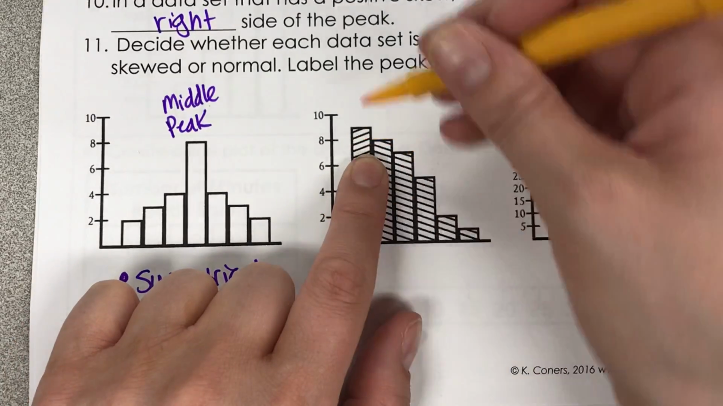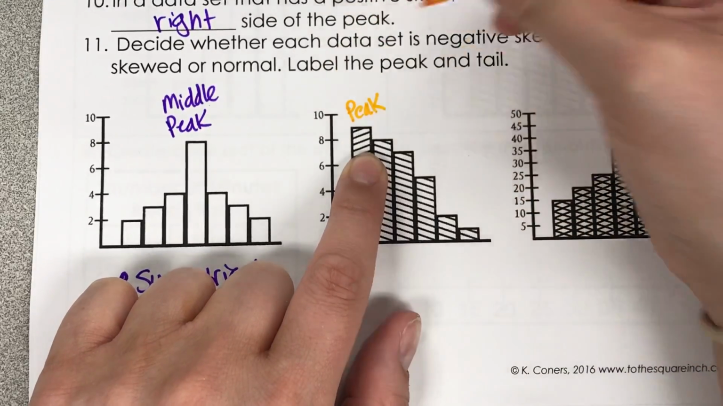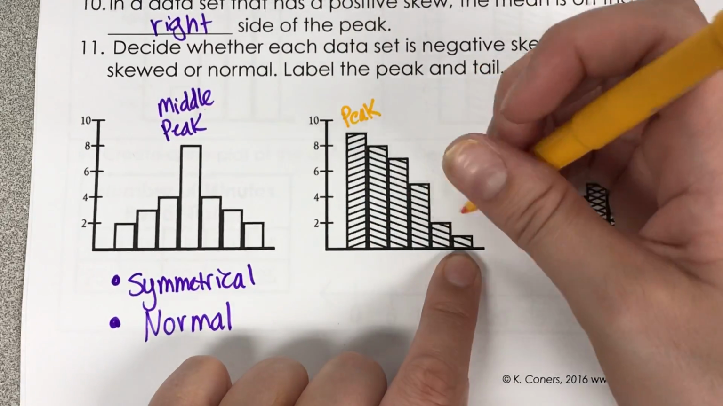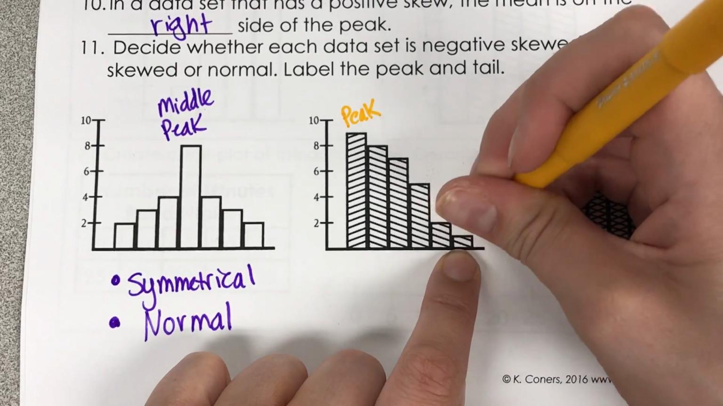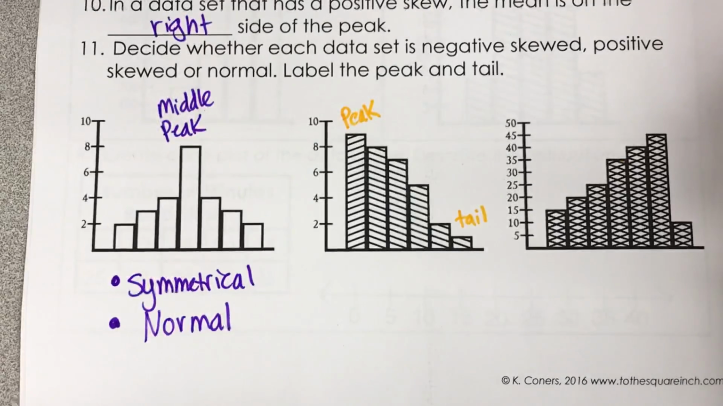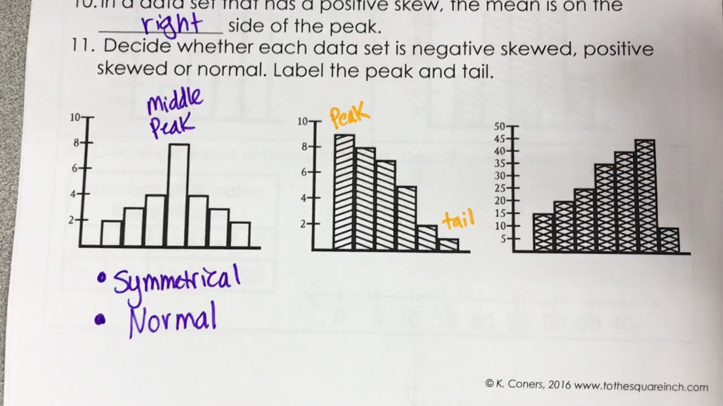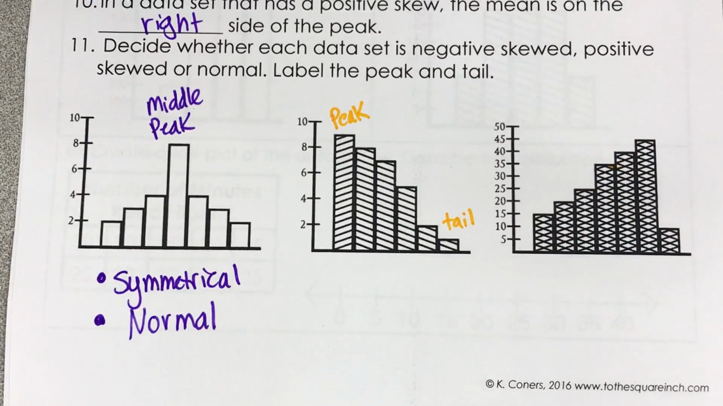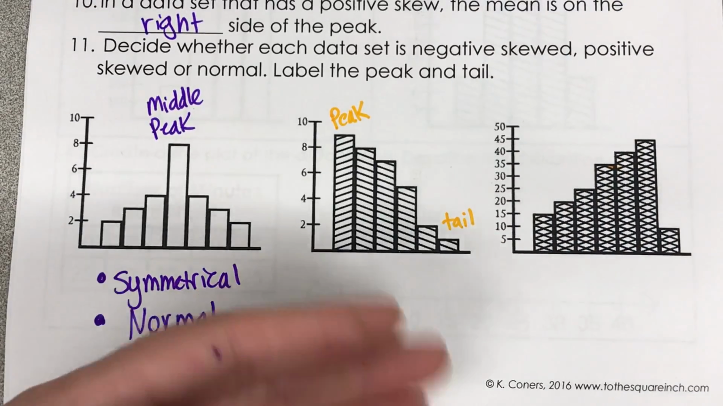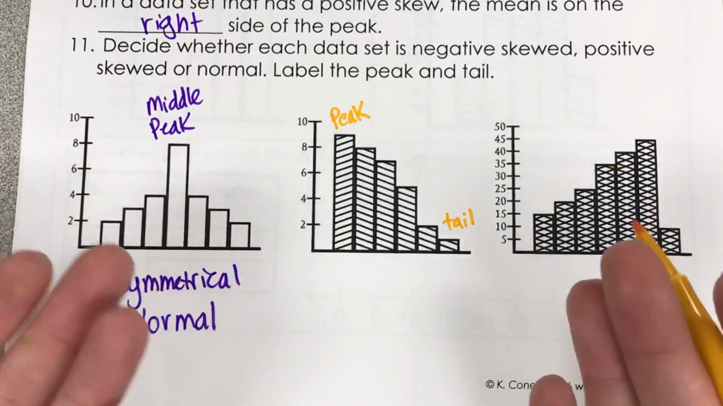Okay. Now, I'm going to go here. Here's my peak. See how this one's the tallest? I'm going to label this my peak. And then the lowest portion, it actually does have a name. It is called the tail. Statistics is so strange. We got stem and leaf plots, box and whisker plots, so many strange things. We got peaks and tails. I don't know what to tell you, but we're going to go with it.